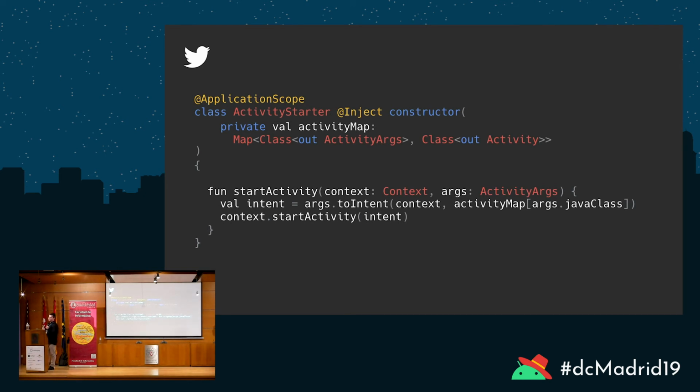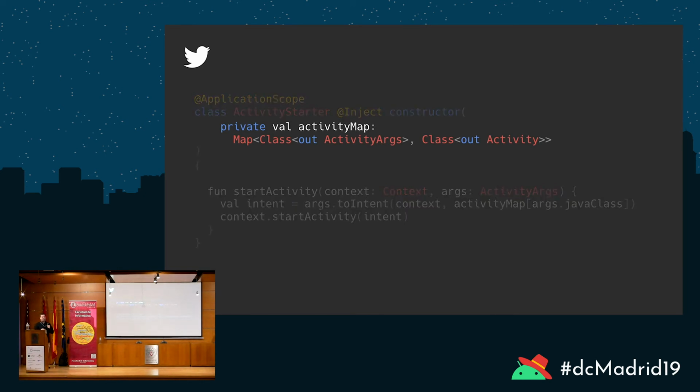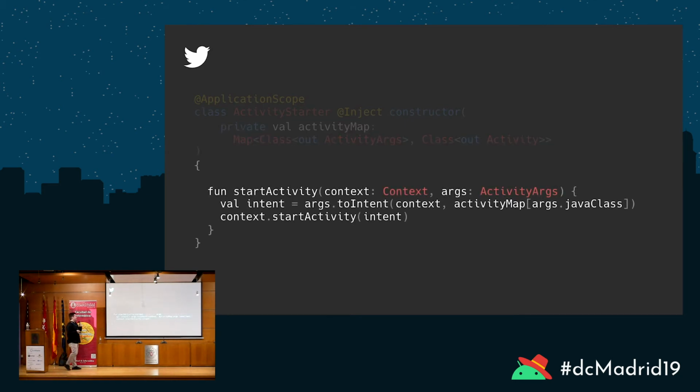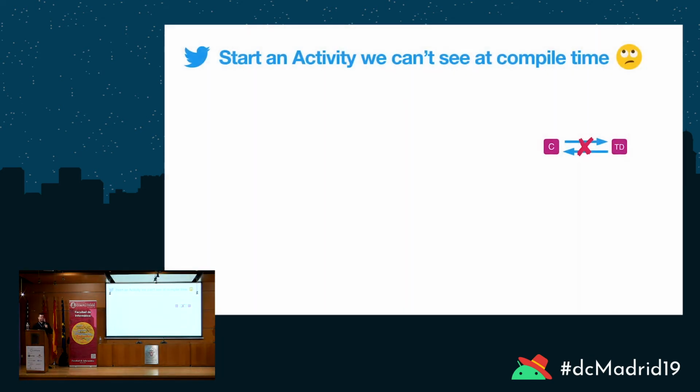So then we could create a helper class that would just take the map that Dagger created for us and be able to start the activity based on just the activity arguments. We would just call the factory, provide the context that we have, and extract the Java class from the activity map. That way we have the reference to the actual activity, so we would be able to start the activity then.